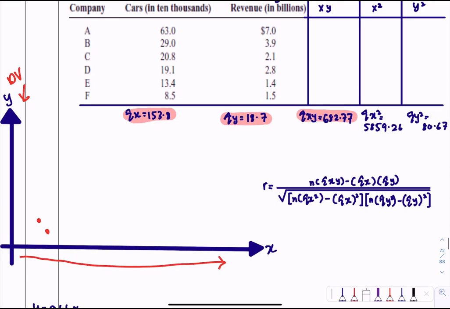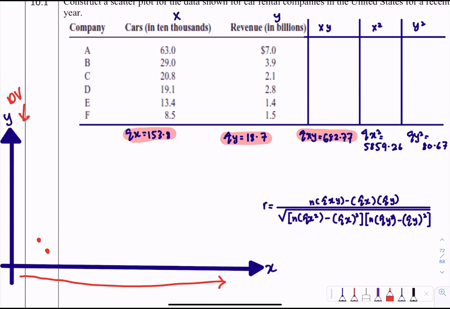Okay, you need to multiply between x and y. That means you need to times 63 times 7 to get this level of answer. The answer will be 441.00. This one is on page 557. And then you do the second one, company B, 29 times 3.9. Then you get the answer 113.10. After that, you add up everything.